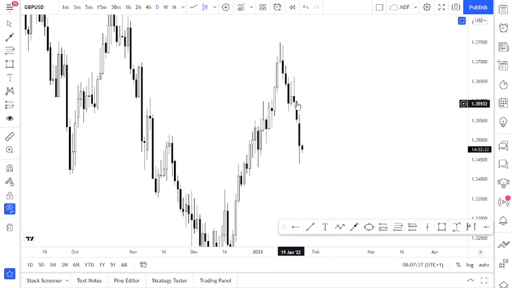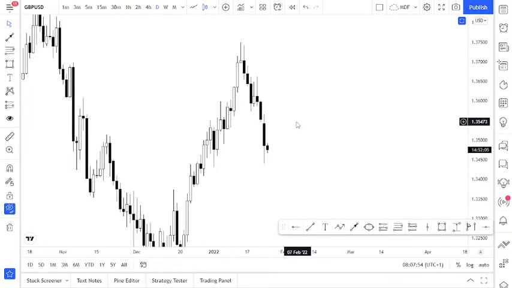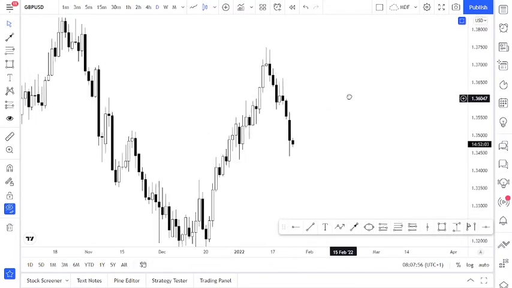At the point where they left here, I was expecting GBP on Friday, this was on Friday's candle, to do some kind of corrective move into this region, then probably continue dropping. But unfortunately, Friday kept on dropping. Remember, I told you guys I was expecting GBP to be bullish on Friday.